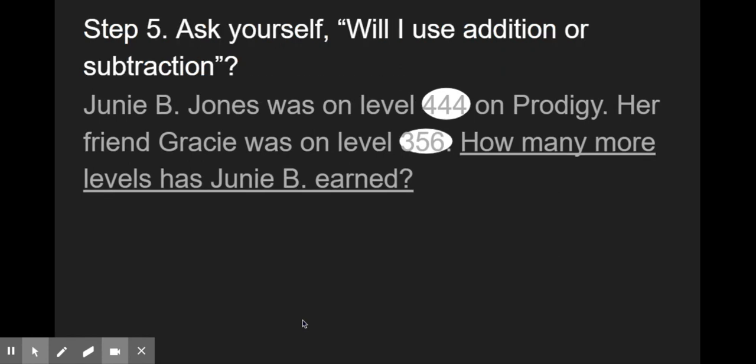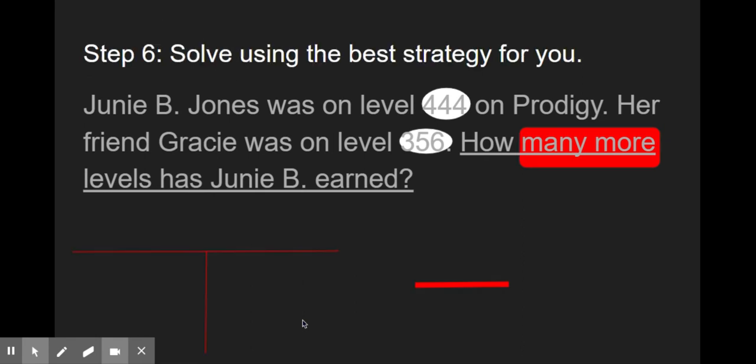Now, let's ask ourselves, will I use addition or subtraction? What we do know is that Junie B is on level 444 and Gracie's on level 356. And the question is asking how many more levels has Junie earned? Oftentimes, how many more means subtraction. Last week's question asked how many in all, so I knew it was addition. This one must be subtraction because we're trying to find the difference between Junie B's level and Gracie's level.